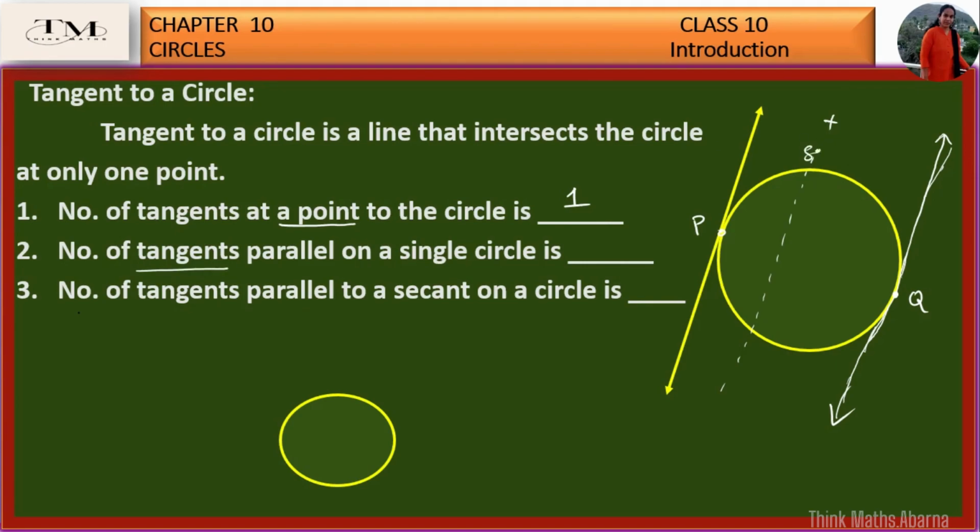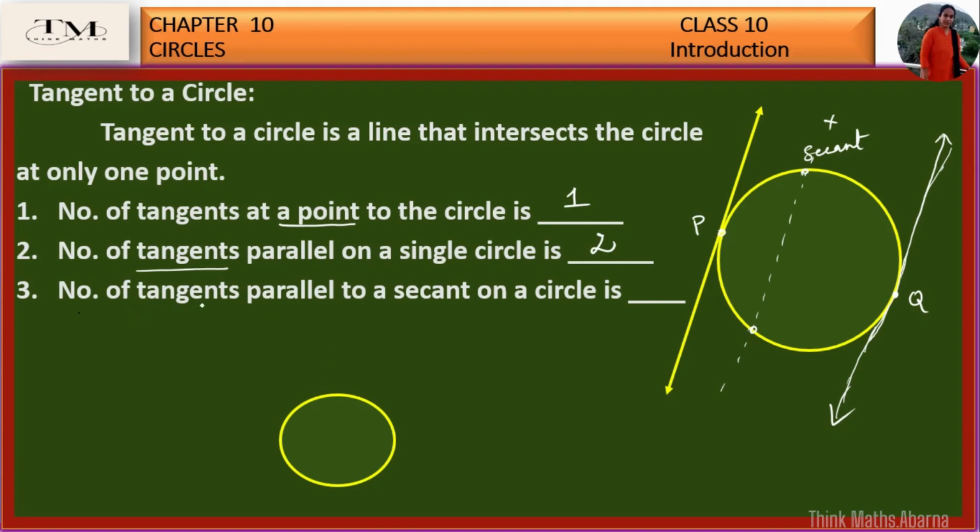This is a secant because it touches the circle at 2 points. So if we draw any line in between, it will be a secant. So there will be only 2 parallel tangents. So the number of tangents parallel on a single circle is 2.